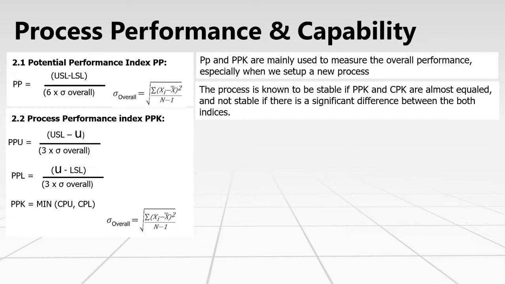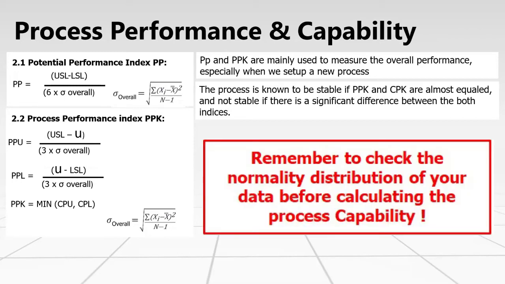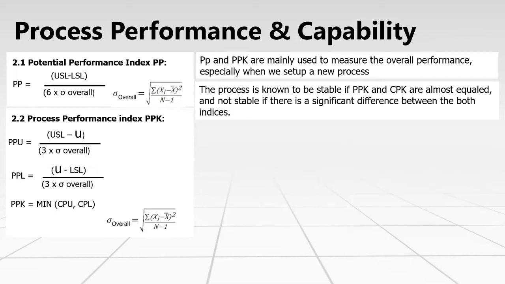It's important to know that if we notice in any of our exercises a significant difference between the PPK and the CPK, it will be an indication of a non-stable and out-of-control process. And that's why it is very important that before we start to calculate the process capability, we make sure that my process is stable, under control, and has a normal distribution curve.